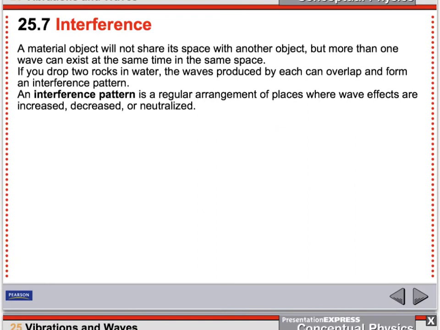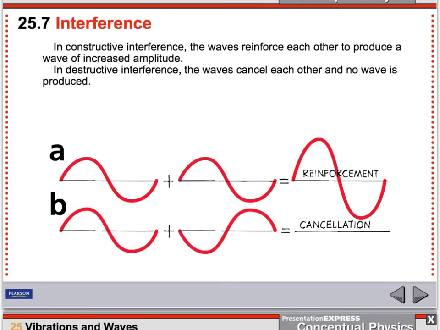Now, waves can interfere with each other. They can be what's called in phase or out of phase, and that can lead to changes in the waves, as we're going to see in this next slide. In what's called constructive interference, two waves of the same frequency, amplitude and wavelength can combine to form another wave that has the same frequency and wavelength but a greater amplitude, such as in example A.